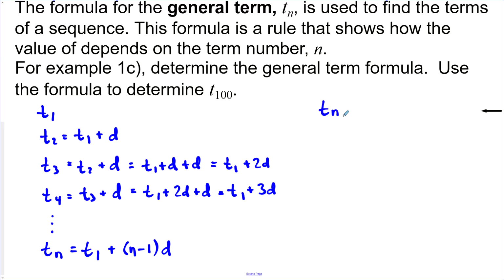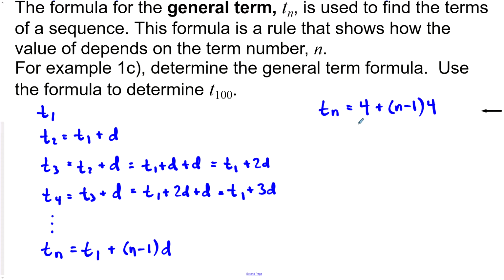So we'd have our Tn is equal to, in 1c, our first term was 4, and then we're going to add n minus 1 common differences, and the common difference in example 1c was also 4. So there's the equation for our general term.